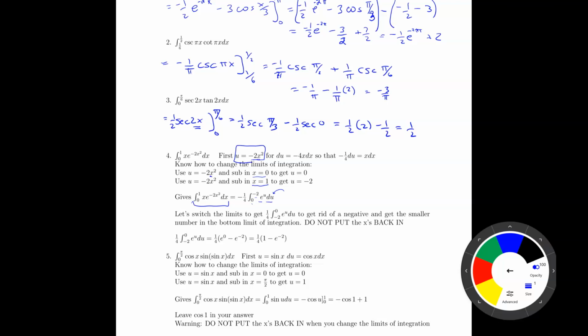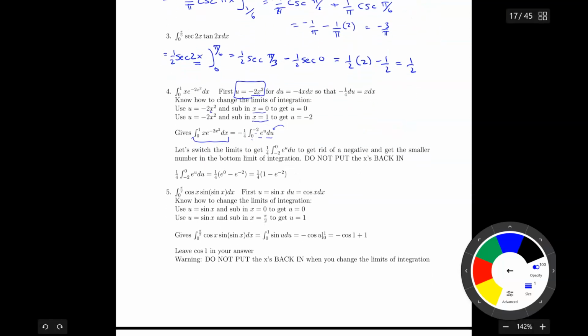So notice I have the negative number on the top. So what we can do is switch the limits of integration and put a negative in the front. I did that, and then I took the antiderivative, plugged in 0, and then subtracted off plugging in the negative 2. So you have to remember, do not put the x's back in when you change the limits of integration.